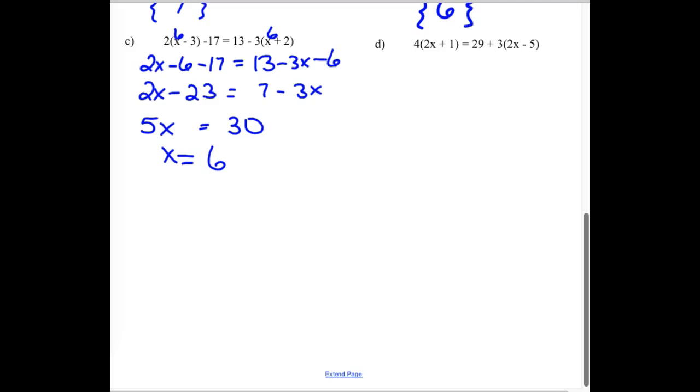Okay? So on the left side, 6 minus 3 is 3. 3 times the 2 is 6. We get 6 minus 17, which is negative 11. On the other side, putting a 6 in there, 6 plus 2 is 8, times the 3 is 24. Is 13 minus 24 the same thing? So if both sides get us the same answer, we know that it works. We would put our answer as 6 in those set brackets.